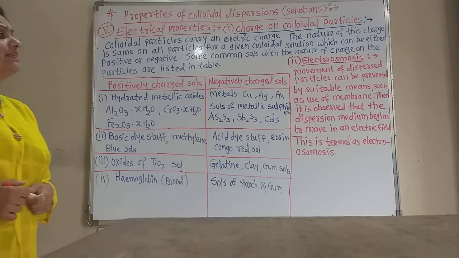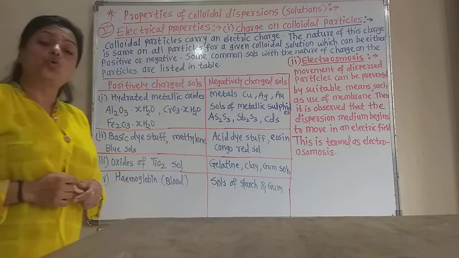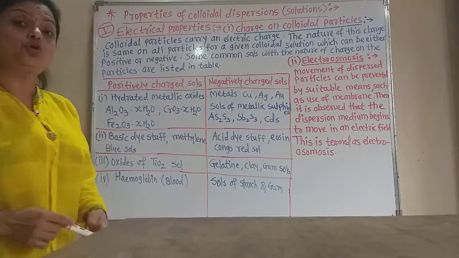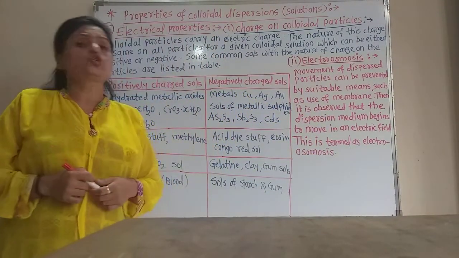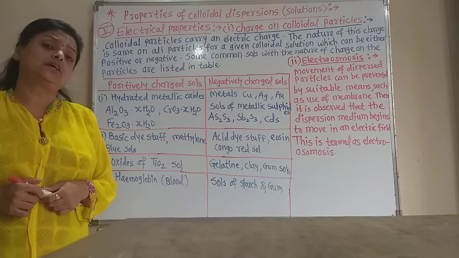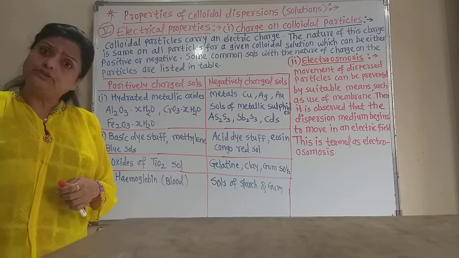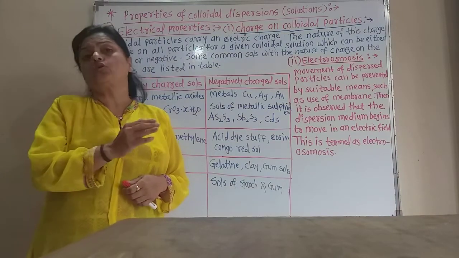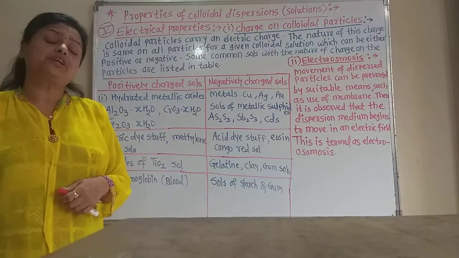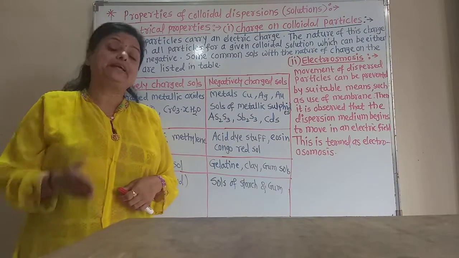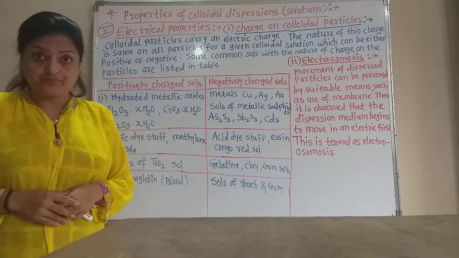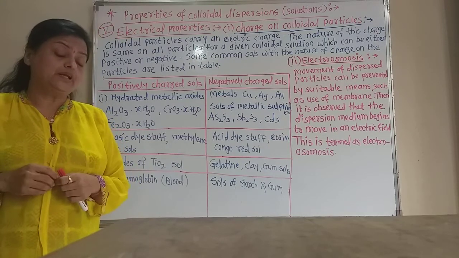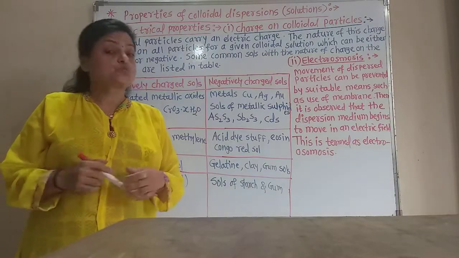Now let us learn the second electrical property of the colloidal dispersion, that is electroosmosis. You know the osmosis phenomenon. What is osmosis? That is the movement of the solvent molecules from the higher concentration to the lower concentration when they are separated by the osmotic membrane. Similarly, exactly that happens in electroosmosis also.